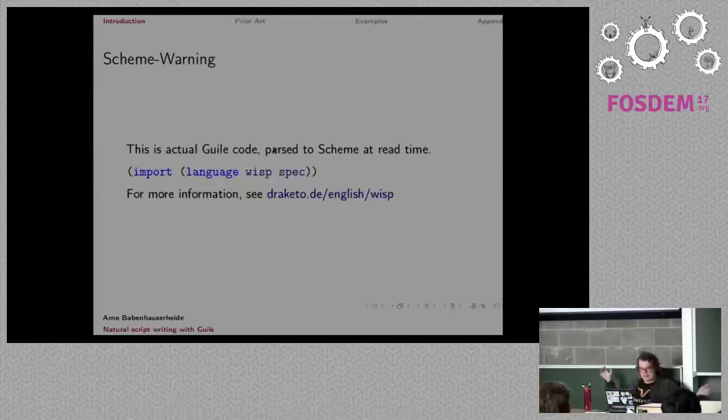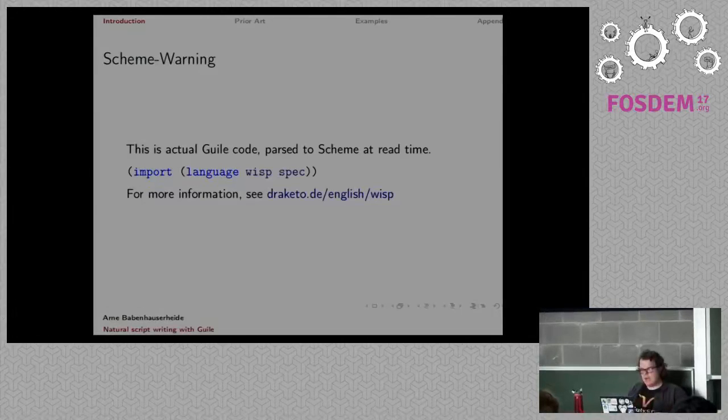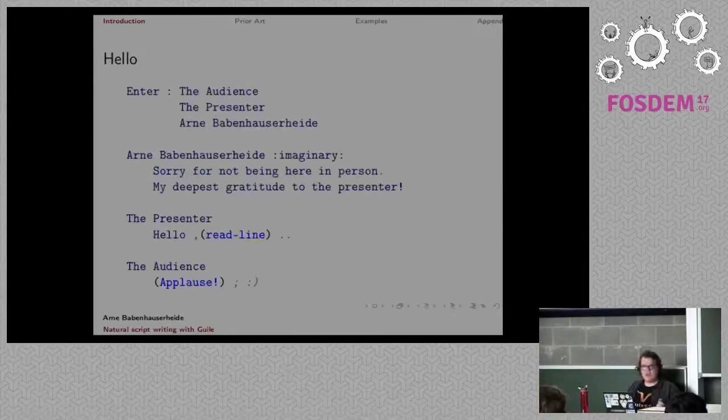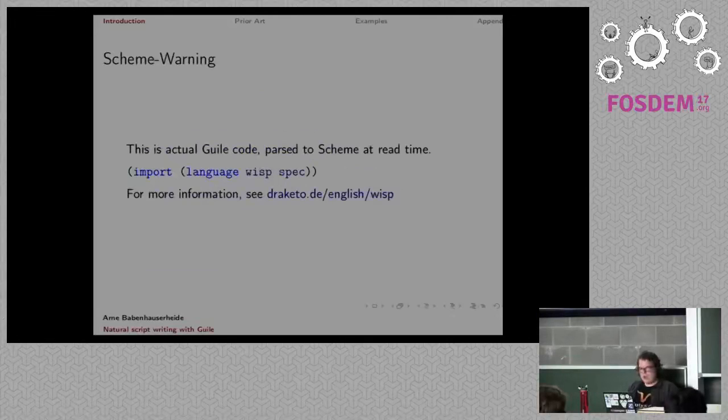So apparently that's actual Guile code, parse the schema at read time. There you can import the language Wisp spec. So he's got a whole website about Wisp. If you haven't heard of Wisp, Wisp is this kind of white space significant Lisp that Arnie's been working on, and it allows you to write scheme in a very kind of Pythonic, natural looking way.